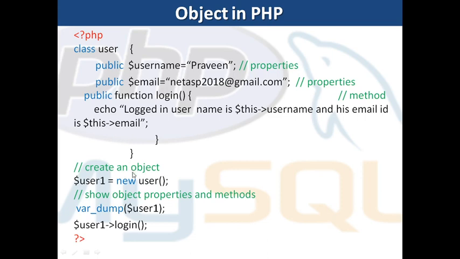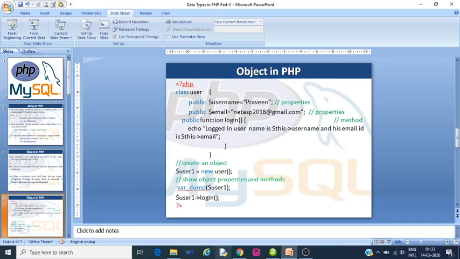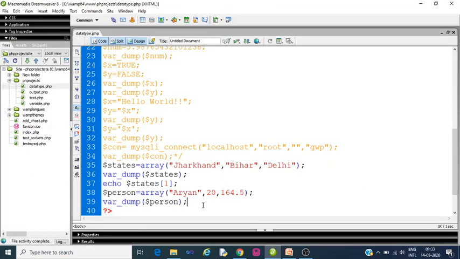Now an object, or an instance of an object, is created using the new keyword. $user1 is equal to new User, and then we can see the data type using the var_dump function. So let us see on the browser. This is our text editor. So just comment it again. Control X, Control V.